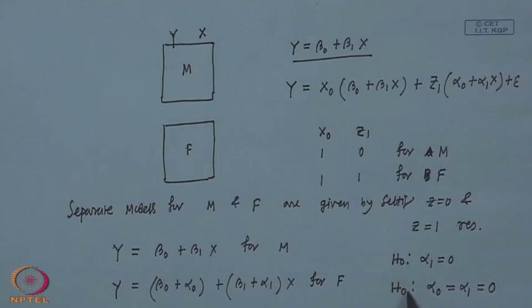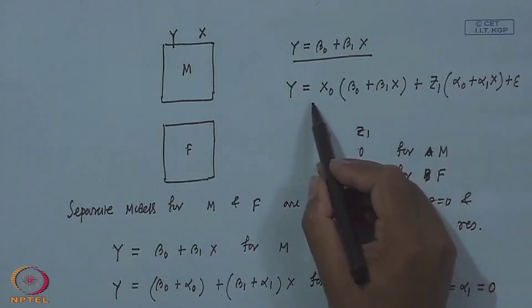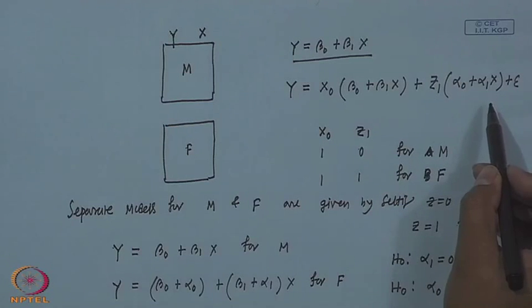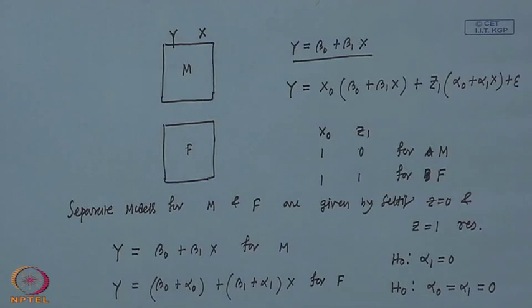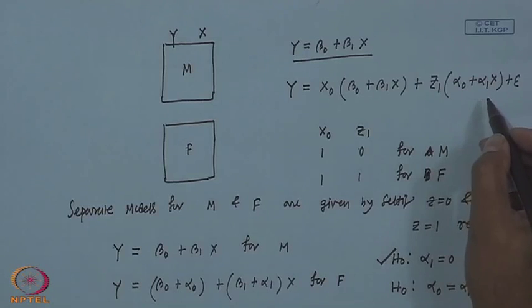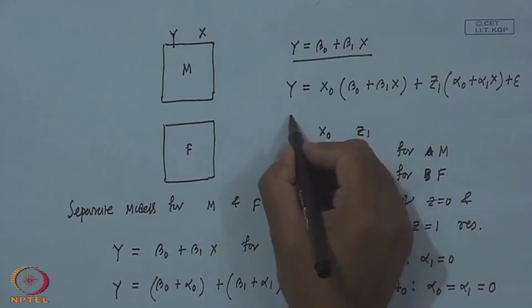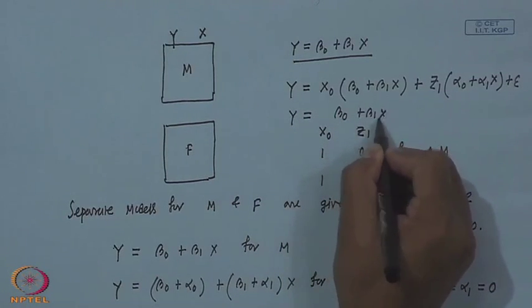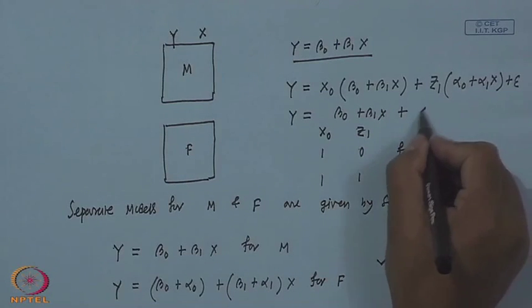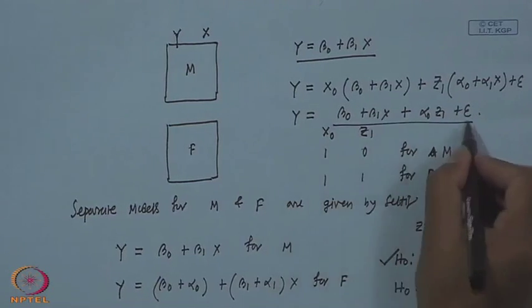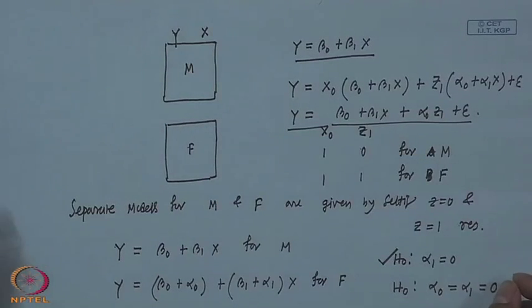Now, if you see that all of them are rejected, then you can go for this model; this is your final model which fits the data best. And if you see that, for example, H naught, which is alpha 1 equal to 0, is accepted, that indicates you can fit two parallel straight lines for two sets of data, but with different intercepts. In that case, you can go for the model y equal to beta naught plus beta 1 x plus alpha naught z 1 plus epsilon. This is the model you can fit for the given set of data.